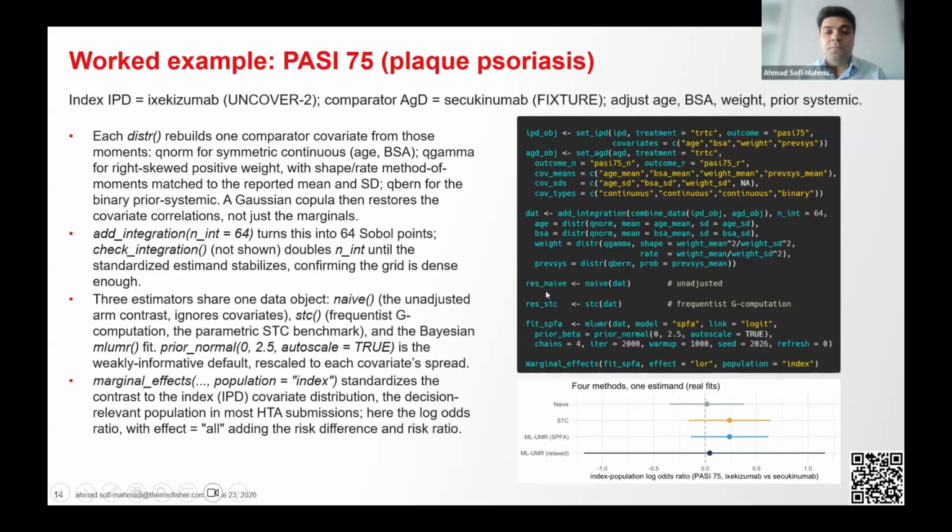And then for benchmark, we also have done a naive comparison, STC, and fit an SPFA model on it. And then we extract the marginal effect using the marginal effect function. Here in this forest plot, you can see that the naive model is more likely to be null, but for STC and mlumr SPFA, you can see that they are not towards the null as much as the naive model. And then for mlumr relaxed, as you can see, the confidence intervals are wide.